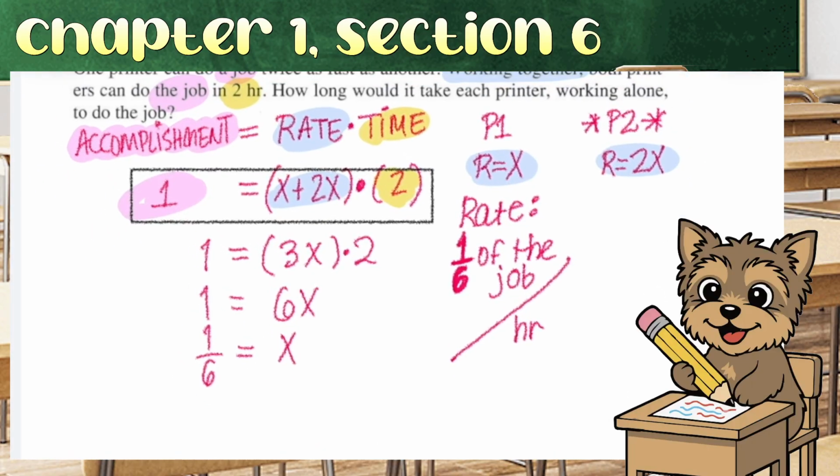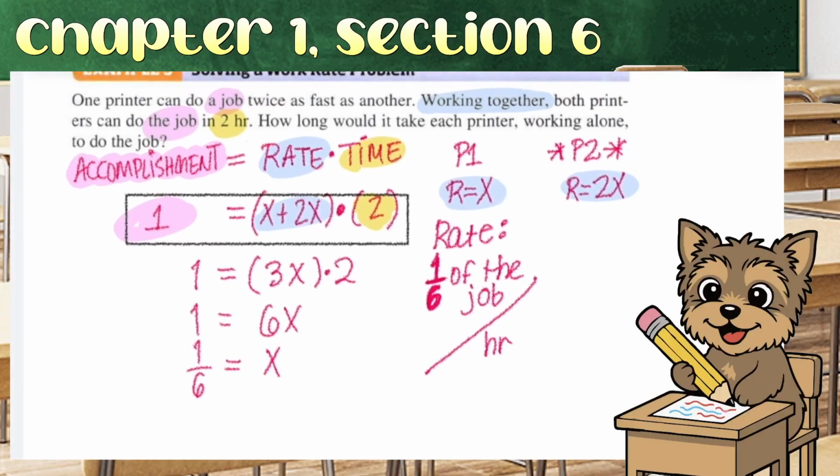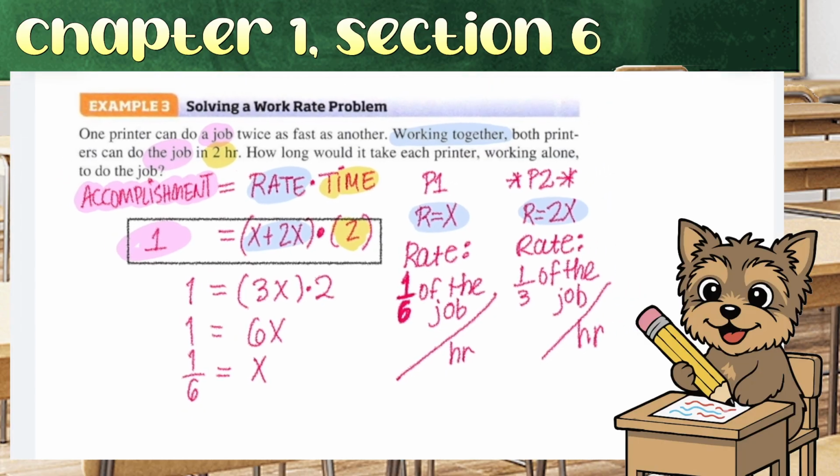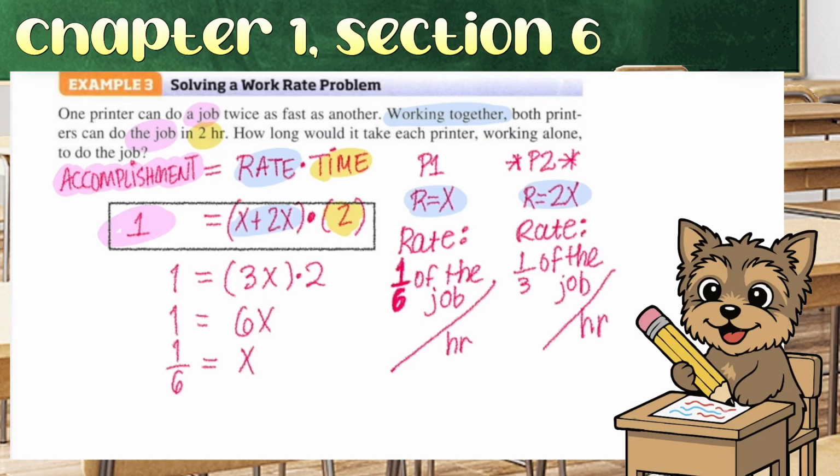And then if you double, because the other printer is twice as fast, well, then printer 2, I guess we could say the rate is 2/6 of the jobs per hour, but we would probably reduce that, right? So this printer can do 1/3 of the job per hour. That's if they're working alone, right? That's how fast they work. That's their rate if they're working by themselves. So I use that first 2 sentences right there. How long would it take each printer working alone to do the job?